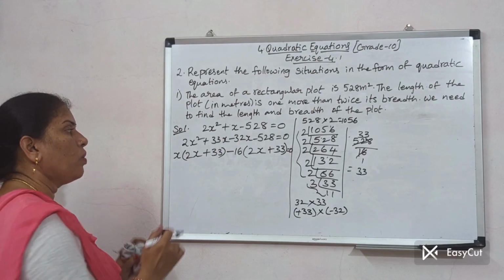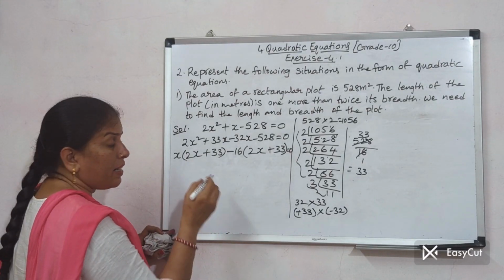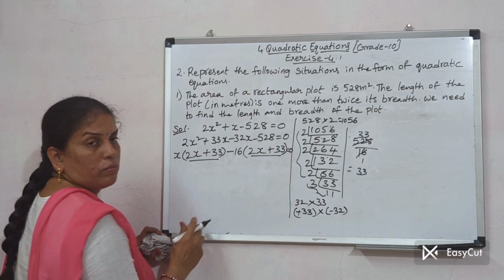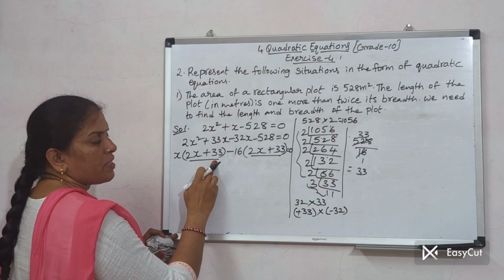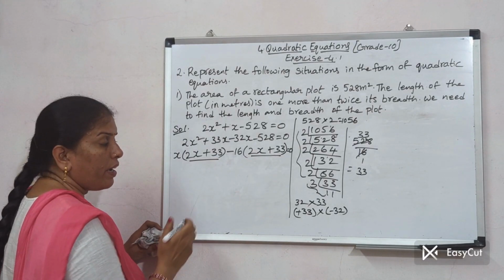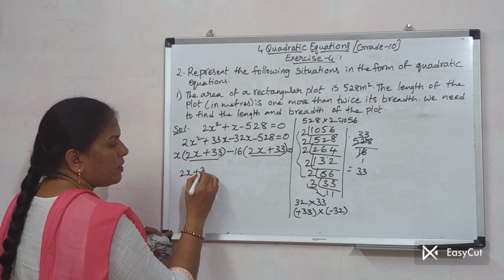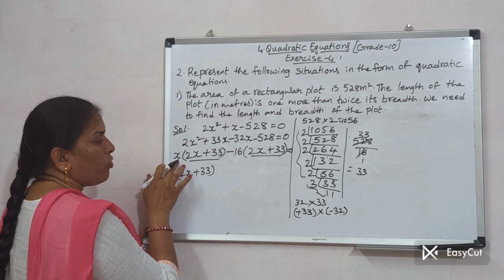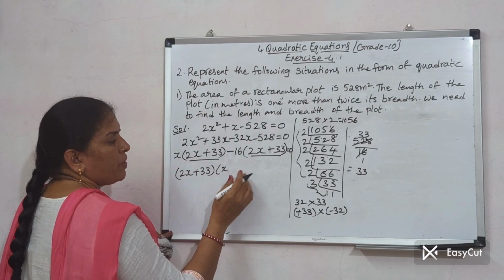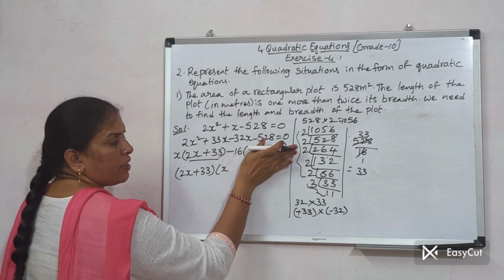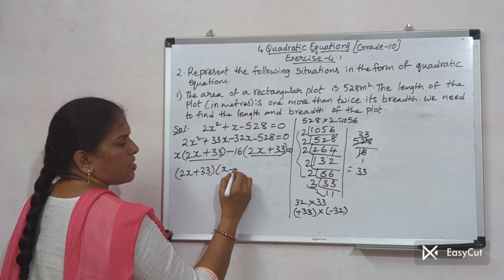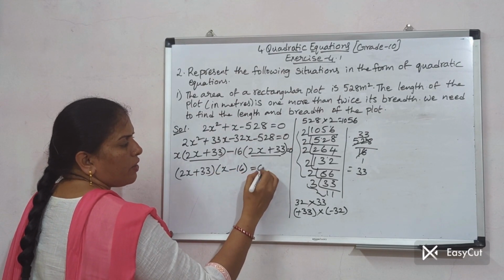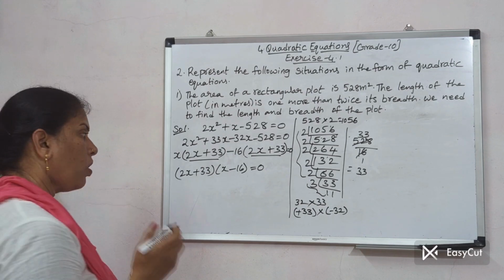Understood now? Now, see here, if we have done correctly, these two will be common, both will be same. 2x plus 33, 2x plus 33. Okay? I am taking 2x plus 33 out. If I take out 2x plus 33, what will be there? x will be there. Minus 16 will be there, is equal to 0.